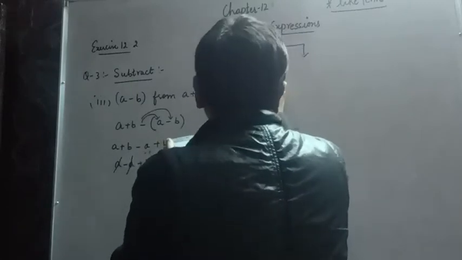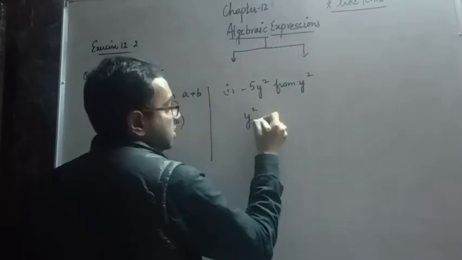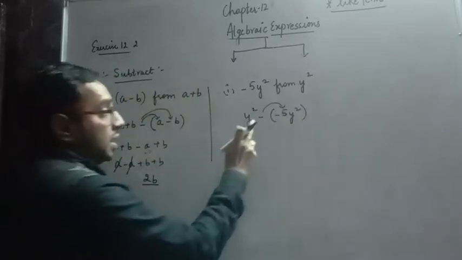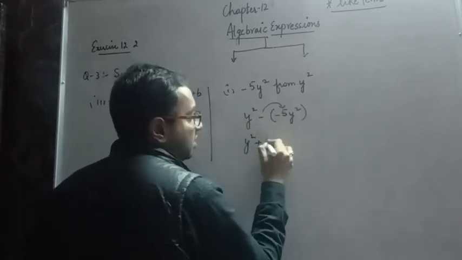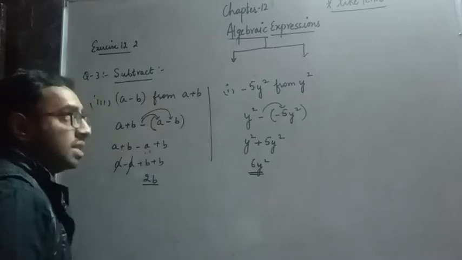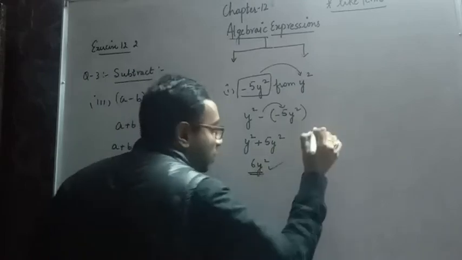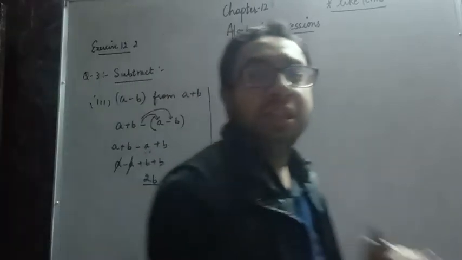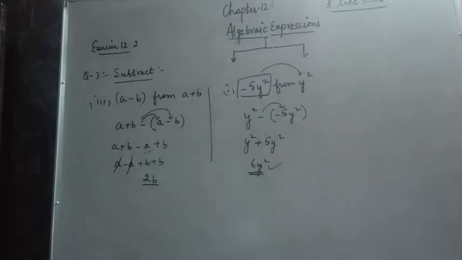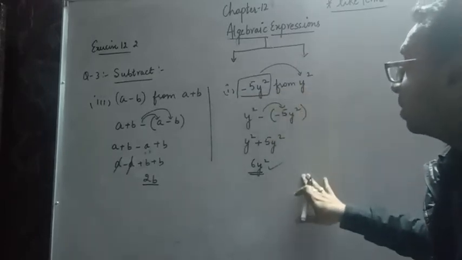First part, minus 5y square from y square. So y square will be coming first. Since subtraction is there, it will be kept in the bracket. After subtraction, whatever is there, you have to keep in the bracket. Open the bracket, minus minus plus 5y square. If I add plus 1 plus 5, that is 6y square. See what happened? Since we subtracted a negative number from a positive number, the answer is positive. Since we subtracted a positive number from a negative number, your answer is negative.